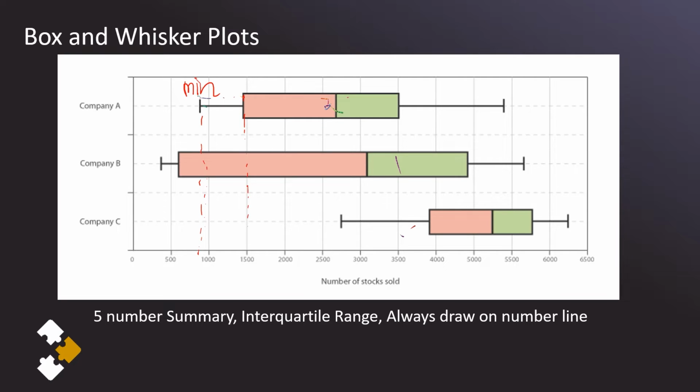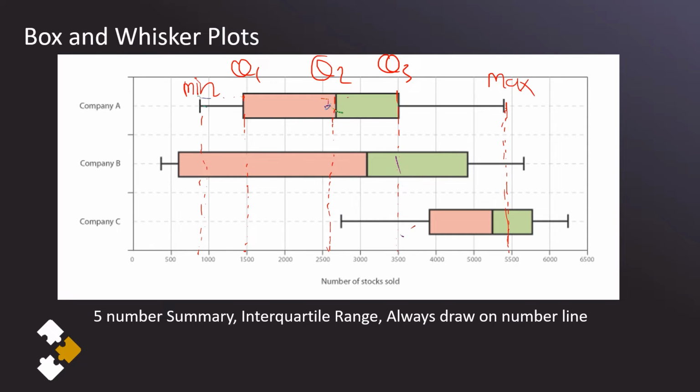Here at the top of the box, you will have your first quartile. In the middle of the box, you have your median. At the end of your box, you have your upper quartile. And at the upper tail of this box and whisker plot, you are going to have your maximum value.